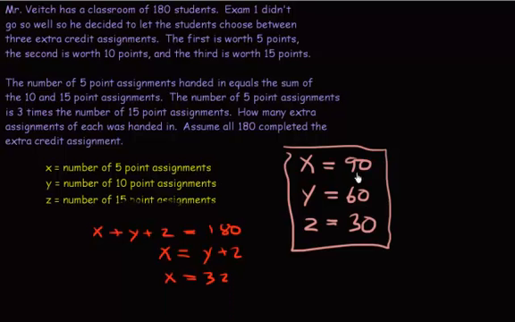So there's our final answer, 90 5-point assignments, so 90 students for the 5 points, 60 for the 10-point assignments, and then 30 did the 15-point assignments.